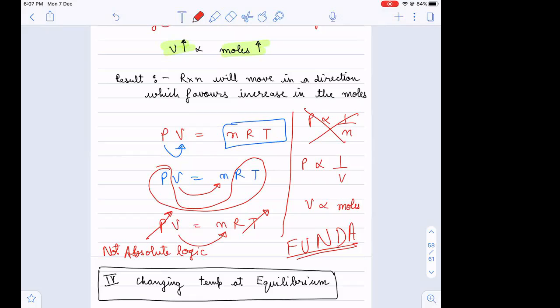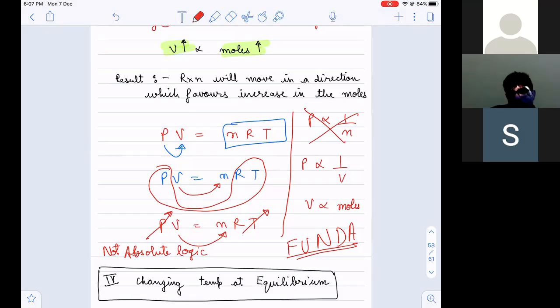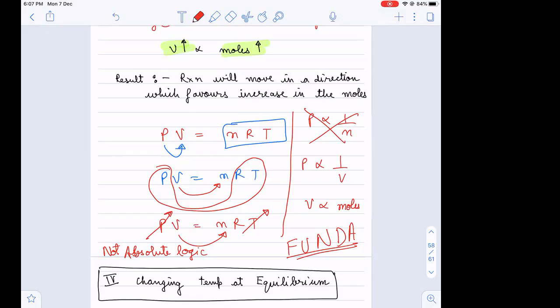Again, I'll repeat my sentence. The things which I am teaching you in Le Chatelier, especially, are funda. Because by funda only can you evaluate objective questions in the time frame of competitive examinations. That means pressure is directly proportional to moles cannot be proved as logic, but it's a funda.